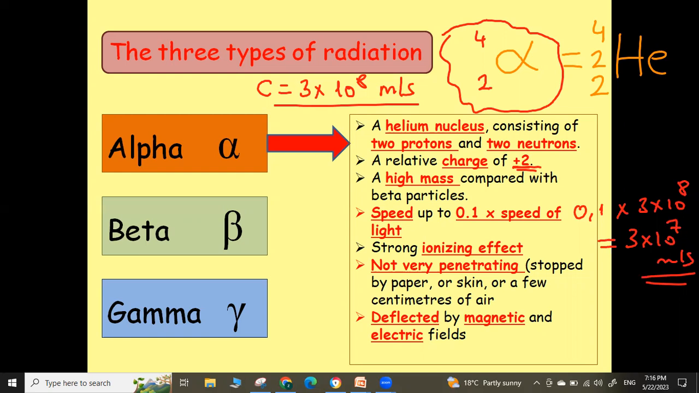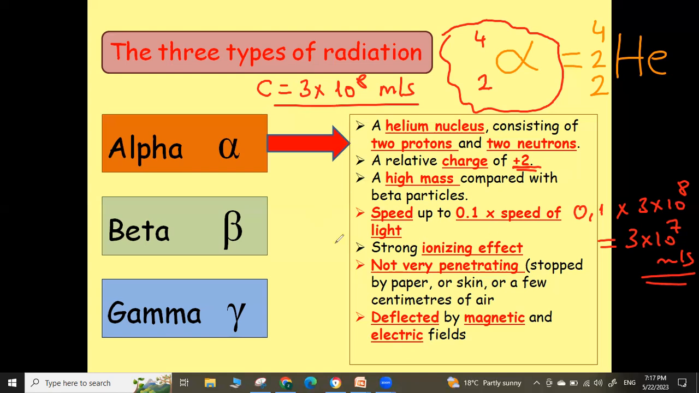And alpha particles have a very strong ionizing effect. What does ionizing effect mean? It means that when alpha particles collide with any atom on their way, they can easily remove electrons from that atom. We call that the ionizing effect. So alpha particles have a very strong ionizing effect. They can easily remove electrons from the atoms that they collide with.